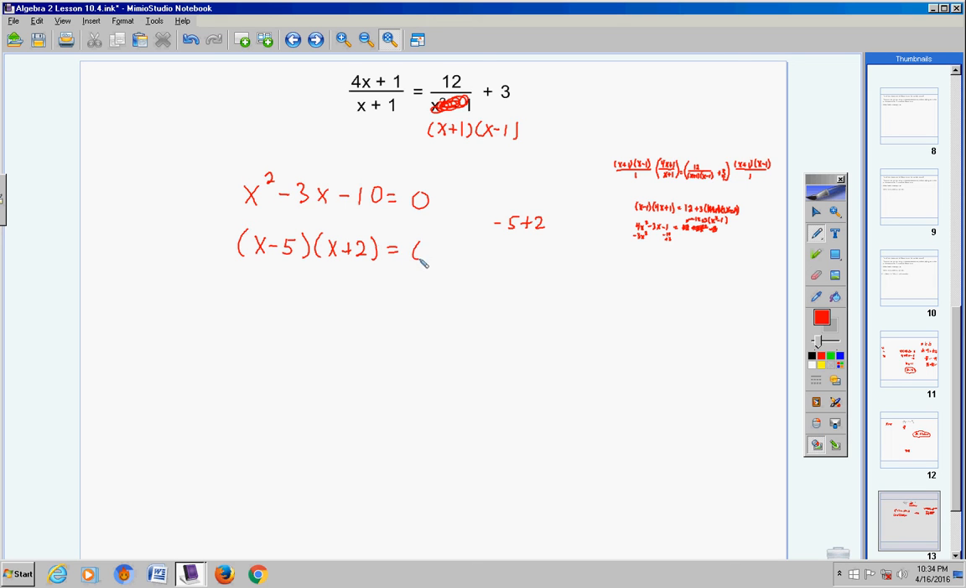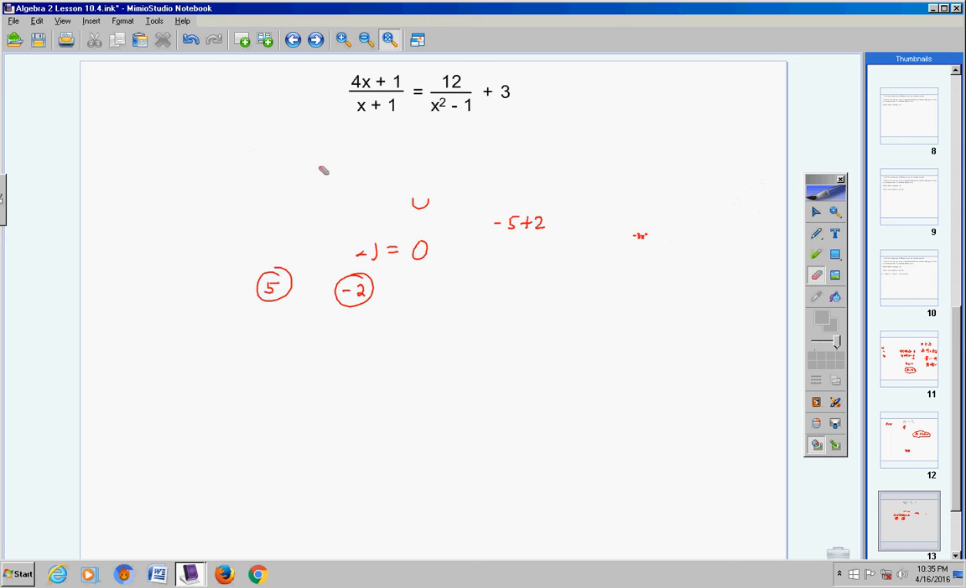There we go. Take this group, set it equal to 0 and solve, and you'll get 5. Take this group, set it equal to 0 and solve, and you'll get negative 2. So there's your two answers right there. Now, maybe they both work. Maybe none of them work. Maybe one of them works. Let's find out, okay? So here we go.